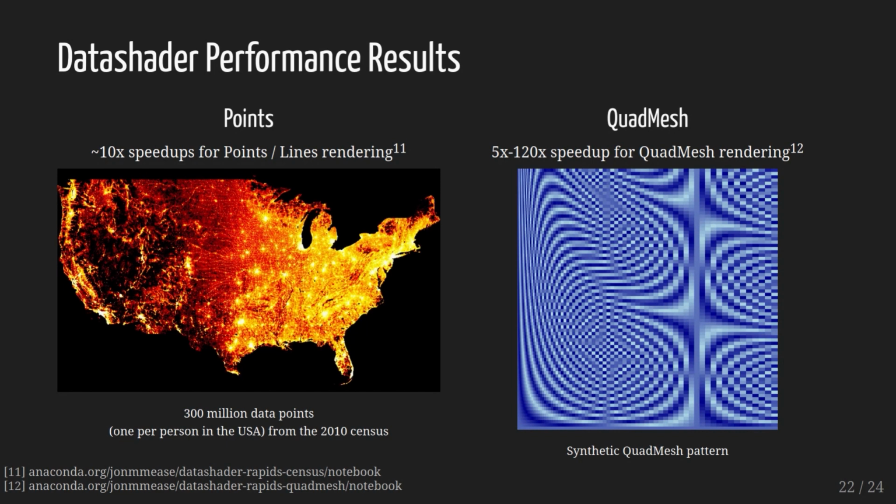With the adoption of RAPIDS technologies, many Datashader use cases can now be accomplished 1 to 2 orders of magnitude faster than the corresponding single-threaded CPU implementations. For example, there is a 10x speedup when rendering 300 million points and up to 120x speedup when rendering large quad meshes. If you're interested in looking a little deeper, links to the benchmarking notebooks are included at the bottom of the slide. These notebooks were executed on a consumer-grade GeForce RTX 2080 Ti with 11 gigabytes of GPU memory.